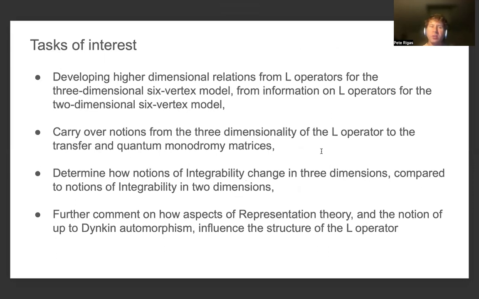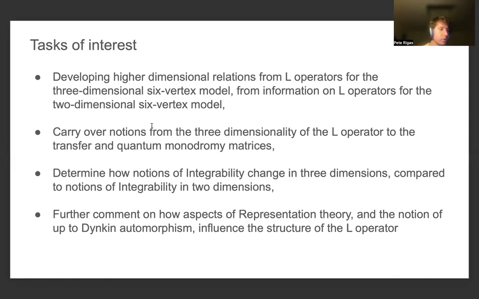And so the tasks of interest that we want to investigate relate to developing higher dimensional relations from L operators for the 3-dimensional 6-vertex model, from information on L operators for the 2-dimensional 6-vertex model. And this is given by the fact that we want to carry over notions from the 3-dimensionality of the L operator to the transfer and quantum monodromy matrices. In doing this, we'll want to determine how notions of integrability change in 3 dimensions compared to the notions of integrability in 2 dimensions, which hold for the uncolored vertex model.